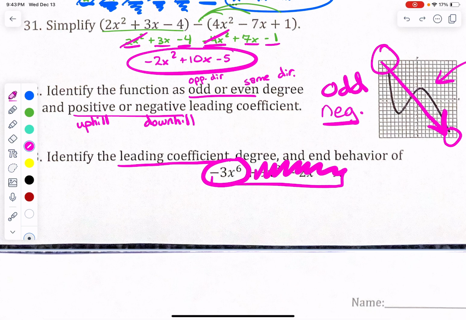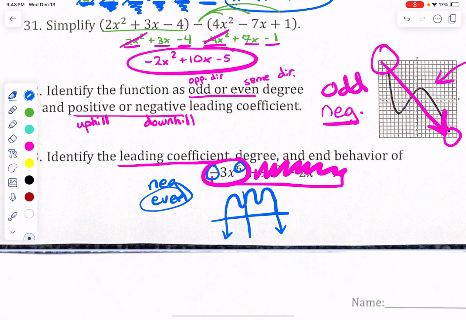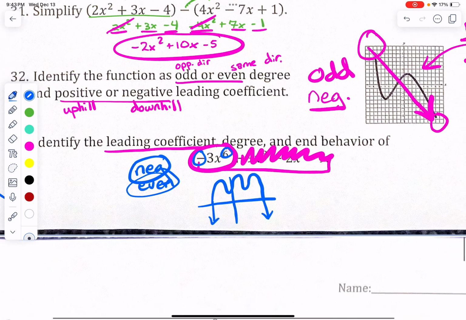But I'm looking at the first term, and this guy is negative, and he is an even function because he is to the 6th power. So I'm going to do a little rough sketch. If he's even, that means he's going the same direction, and negative means they're both going down. So he's going to be down here, and he's going to be down here, and I have no idea how many humps he has in the middle. Something like that maybe, right? Negative, both tails are ending down. Even means they're both going the same direction. So that's what he looks like.